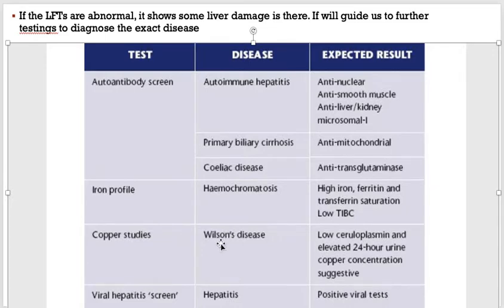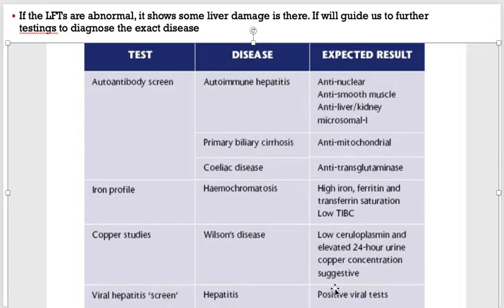For example, if we find the signs and symptoms of Wilson's disease, there are many things present in Wilson's disease. For example, there could be abnormal movements called chorea, some signs in the eyes, and joint problems can occur. So if we are suspecting Wilson's disease, we will order copper studies. If we get low ceruloplasmin and elevated 24-hour urine copper concentration, it is suggestive of Wilson's disease. And the same when we are suspecting viral hepatitis, we will do viral hepatitis screening.